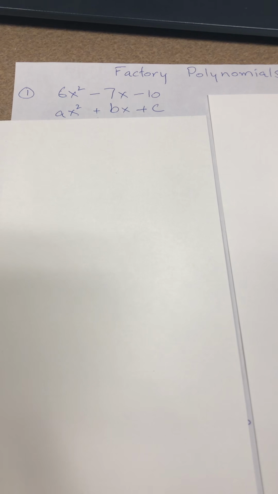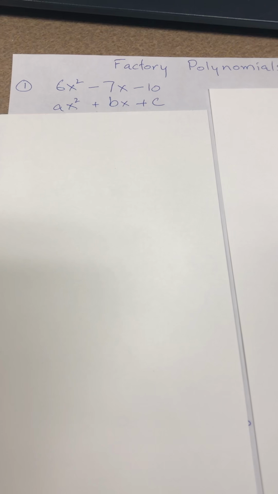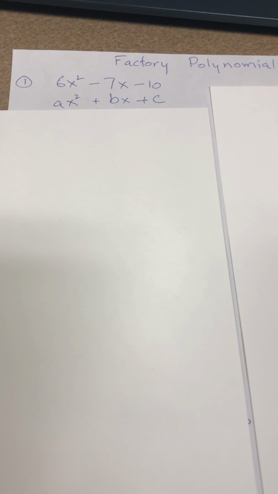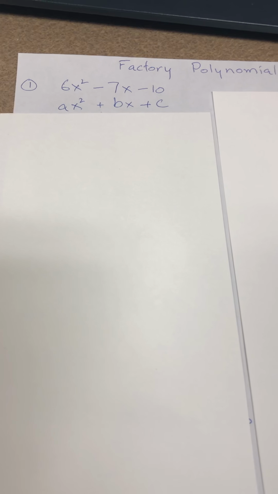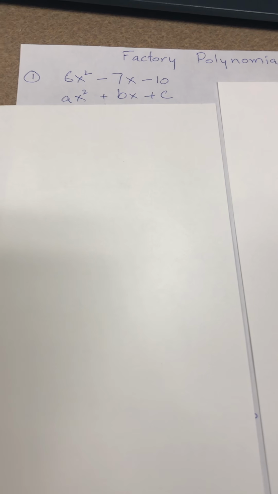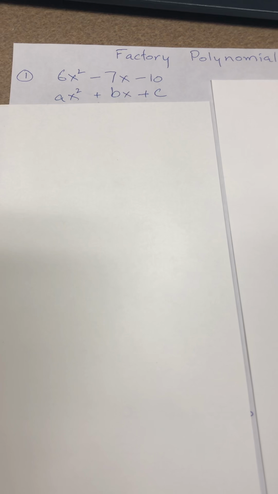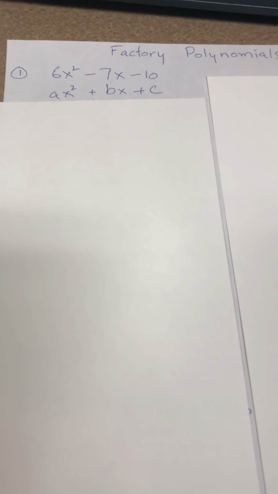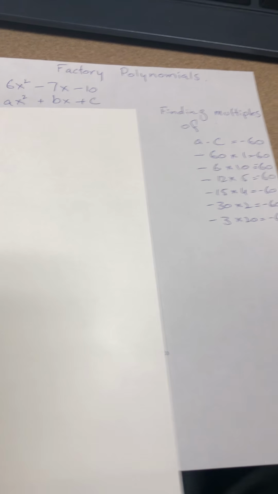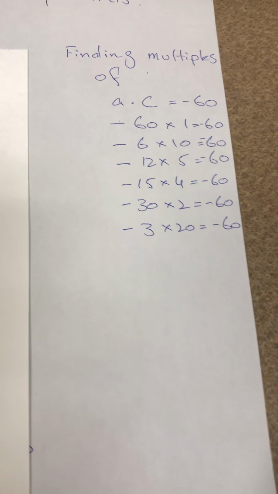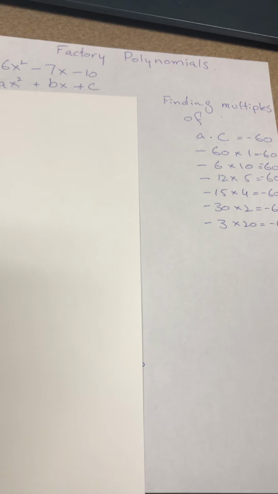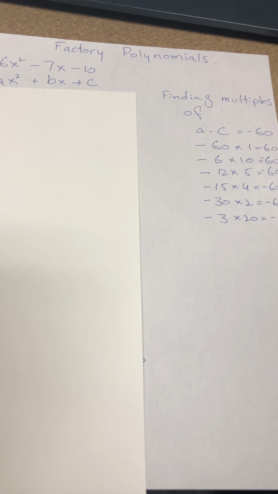So we'll write ax squared plus bx plus c, and that's the quadratic equation. Our 6 will be our a value, our minus 7 will be our b value, and our minus 10 will be our c value. First things first, we need to find multiples of a times c. So our a times c is actually minus 60, because we have a as 6 and c as minus 10.